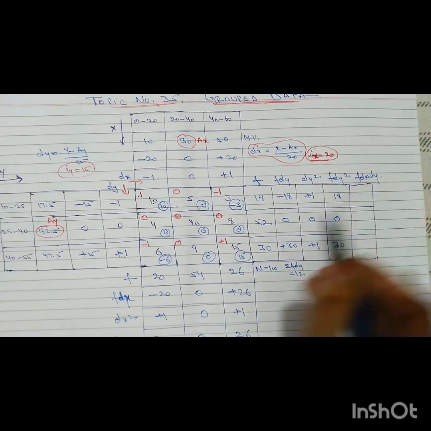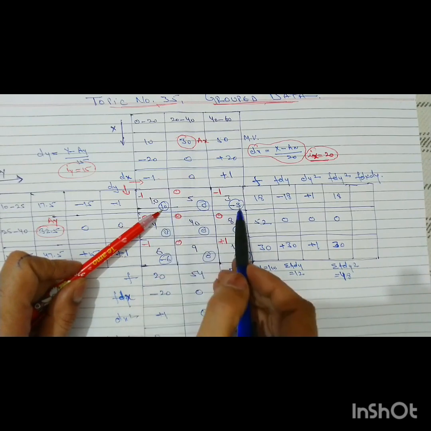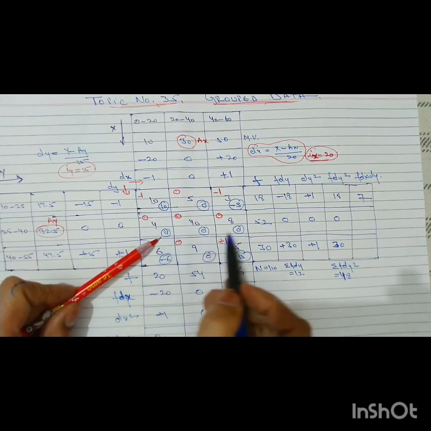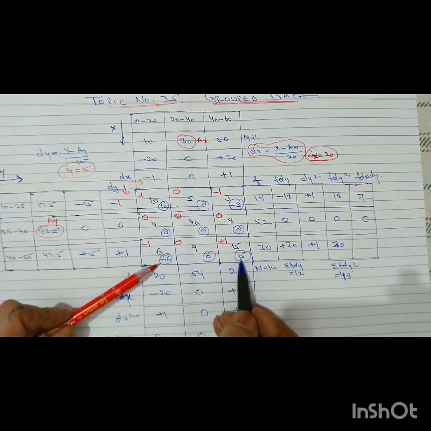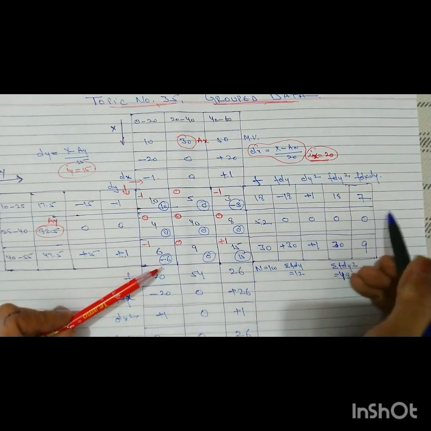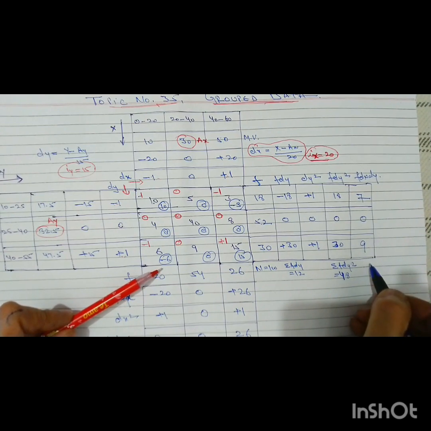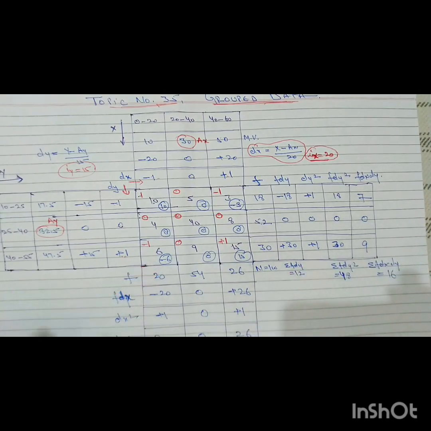So f dx dy is 10 plus 0 minus 3. 10 minus 3, 7. 0 plus 0 plus 0, 0. Minus 6, 0, 15. 15 minus 6 is 9. Clear? So summation f dx dy is 7 plus 9, 16.